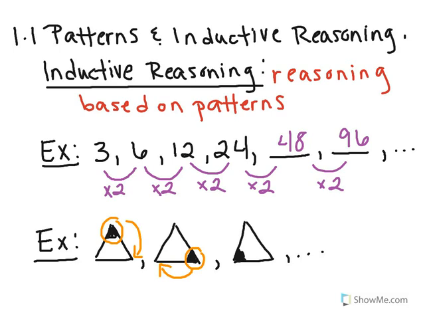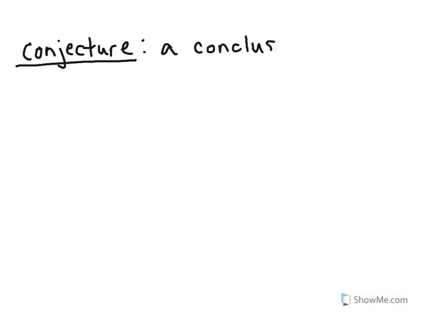So that's a little bit about inductive reasoning. The next thing that we have to talk about is what a conjecture is. I'm going to go ahead and erase this. We're going to talk about a conjecture. And in mathematics, a conjecture is a very basic idea. It's a very fancy name for a conclusion. And it is a conclusion based on inductive reasoning.